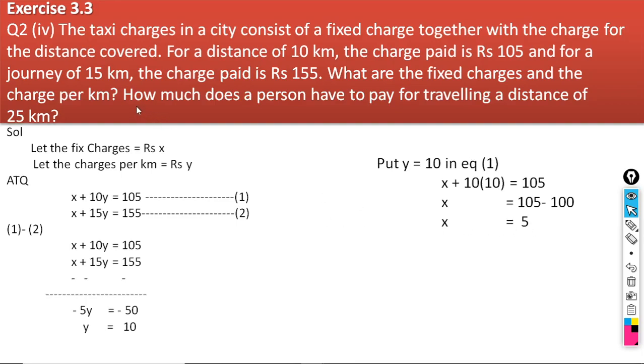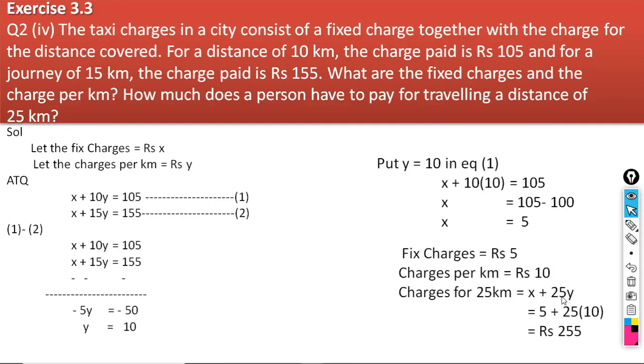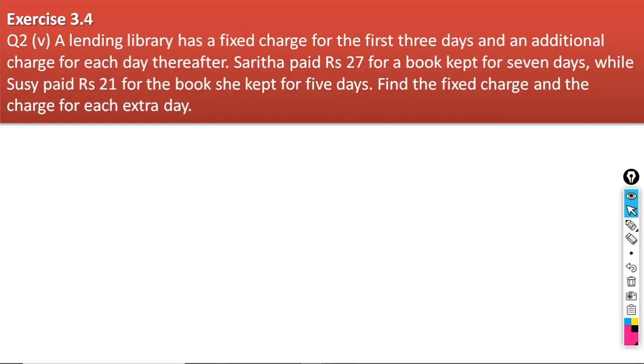Now, in the statement it is asked further how much a person has to pay for traveling a distance of 25 km. For that, x plus 25y. x is 5, 25 times 10. So 255 rupees has to be paid for a distance of 25 km. Let us try another problem.